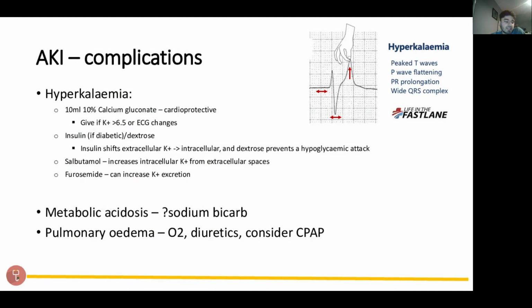Cool. Furosemide, its indication in hyperkalemia in AKI is a little bit more contested. It's given less commonly, often because patients are dehydrated, especially if they're pre-renal. But furosemide does increase potassium excretion. Likewise, for metabolic acidosis, sometimes sodium bicarb is given. Again, that's a bit debated in the literature. And pulmonary edema, where you've got fluid overload, is treated like heart failure: diuretics, oxygen, sit them up, give them CPAP if need be.